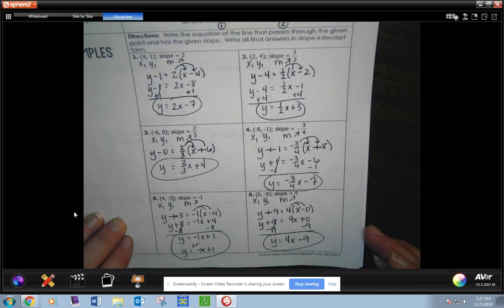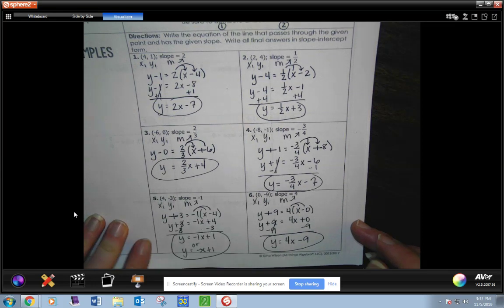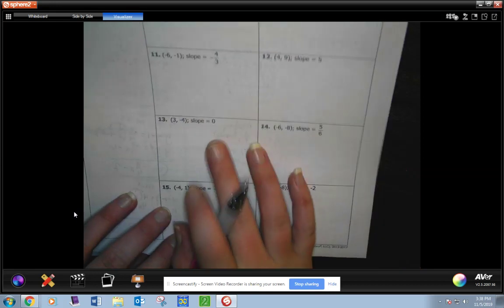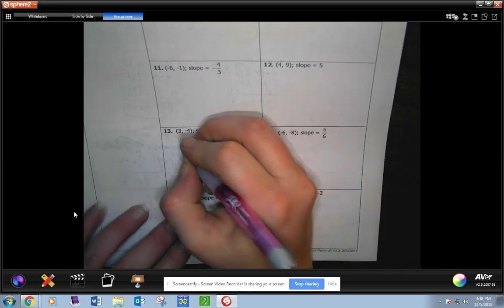Okay, we're going to flip over on the back, and we're just going to do one problem on the back because I need to show you one more style. And then you're going to try some problems on your own. We don't need to do 16 of these. That takes too long. We're going to do number 13 because of that slope. This is my x1 and my y1, and this is my slope.